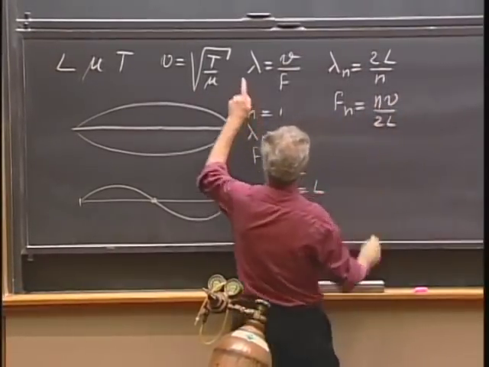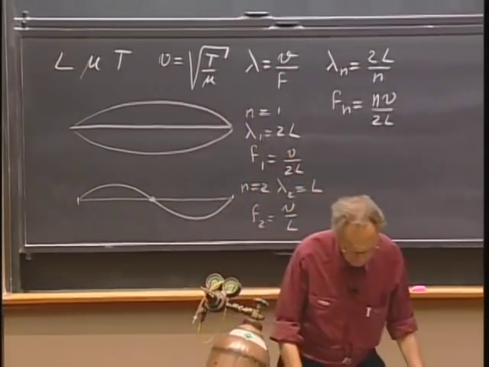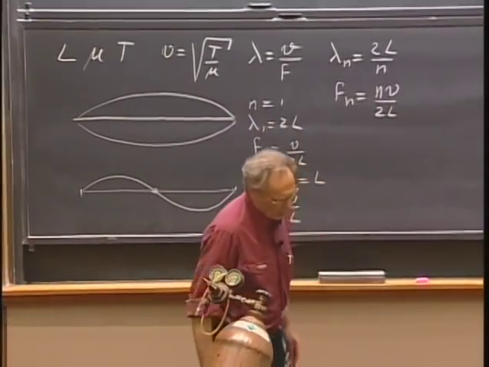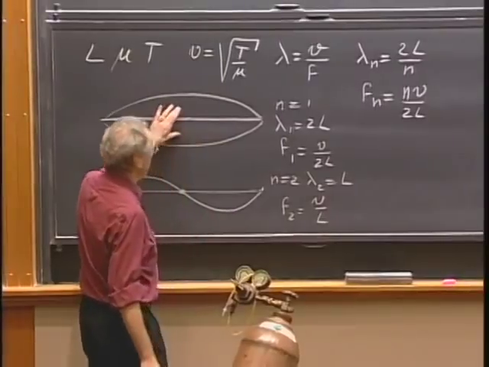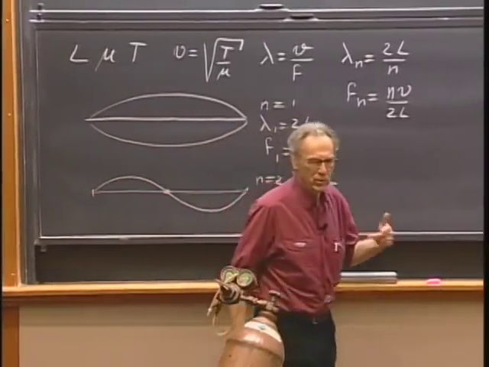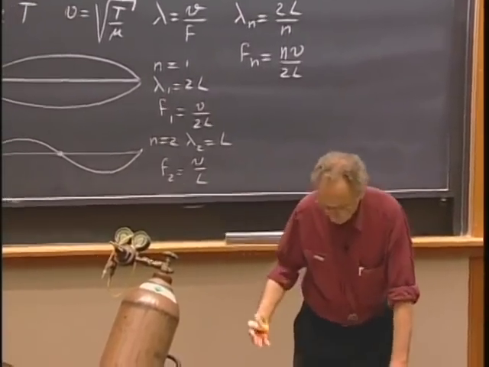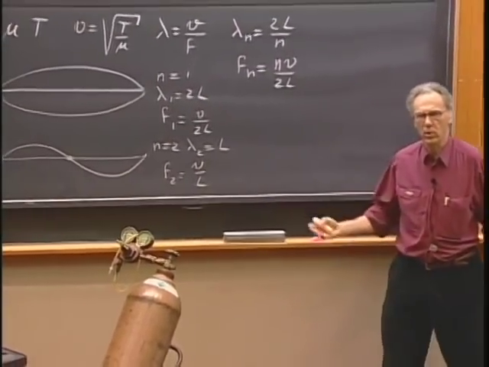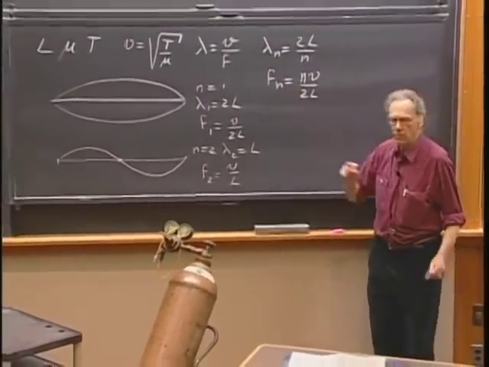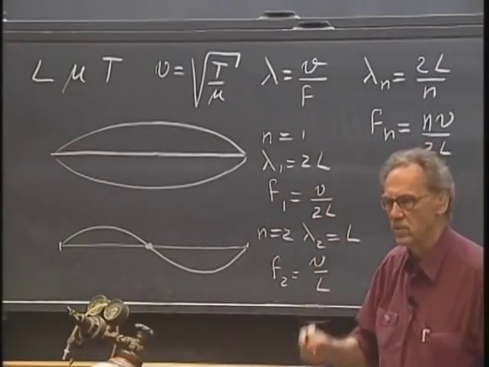And this V is given there. What you see here is that if the fundamental were, for instance, 100 hertz, then the second harmonic would be 200 hertz, the third harmonic 300 hertz. They come in series: 1, 2, 3, 4, 5, and so on.